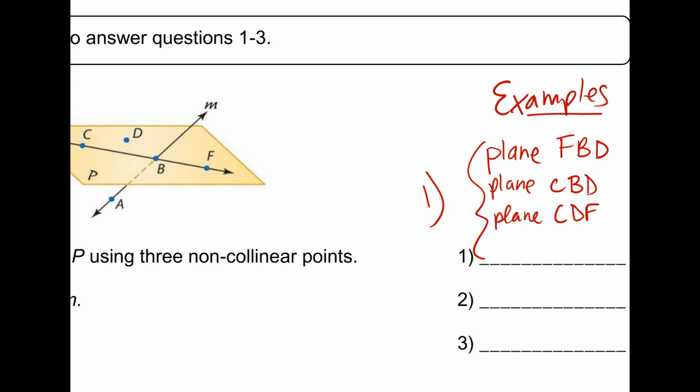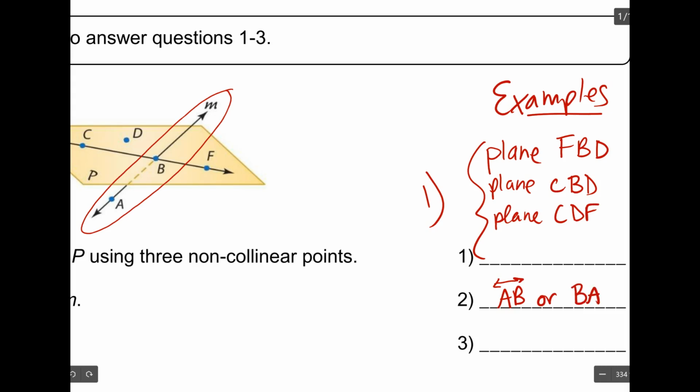Number 2 is asking for another name for line M. So we see line M is right here. What's another way I could name it? Line AB. How you write it is important. You could say AB, and notice that I have arrows on both sides, or you can say BA. That's fine as well. Cool.